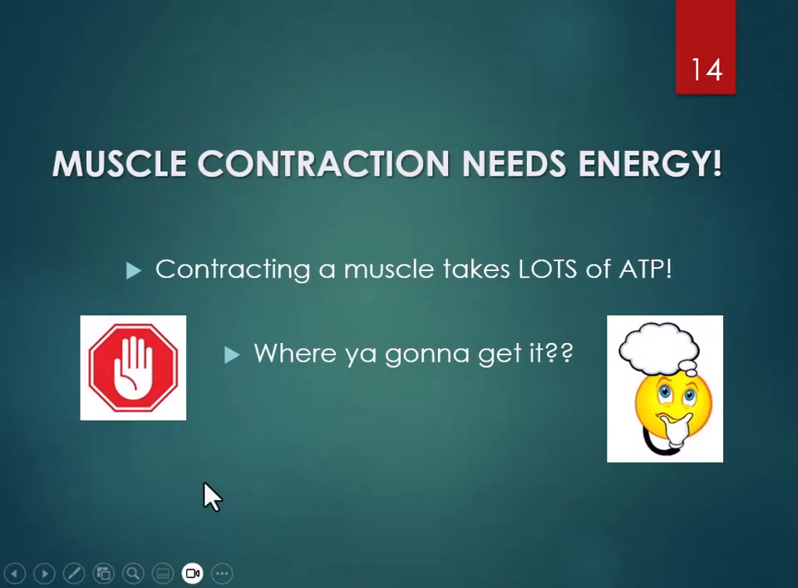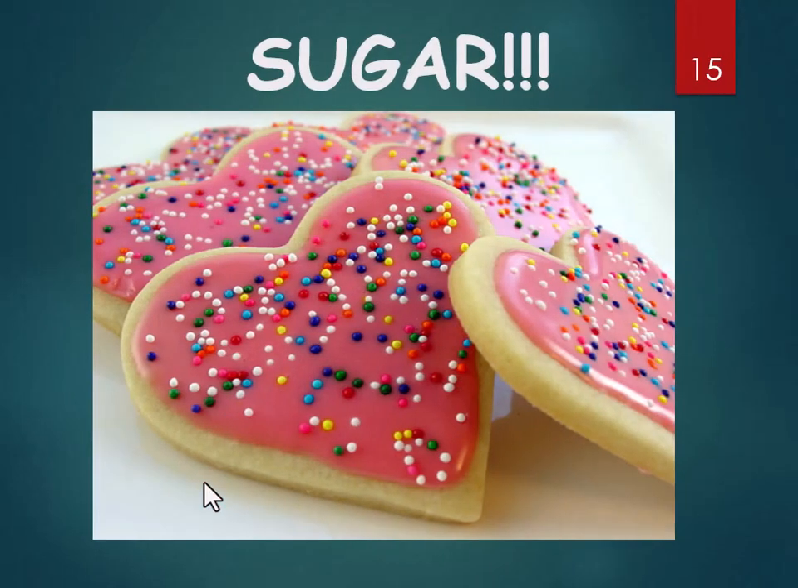Doing this takes an incredible amount of energy. You need a lot of ATP to contract muscle. And so where are you going to get all that ATP? Remember, cellular respiration and the mitochondria in the muscle fiber are there and ready and waiting, but what do you need to do cellular respiration? You need sugar. Sugar is the favorite molecule for a cell to make ATP out of, and eating food, particularly sugar, is a very popular way to get energy to your muscles.